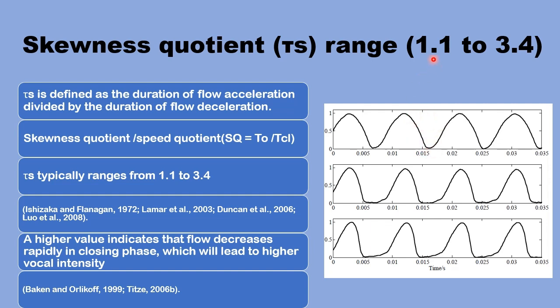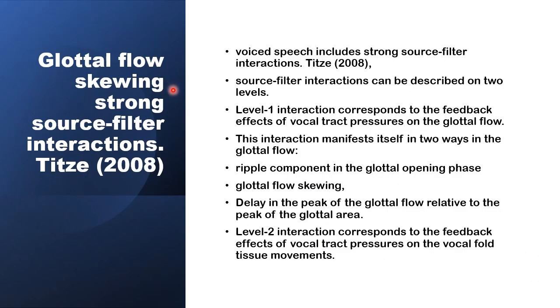So the physiological range would be this 1.1 to 3.4. A higher value than this would indicate that the flow decreases very rapidly in the closing phase, which will lead to a higher vocal intensity. This is usually related to hyperfunctional dysphonia. The glottal flow skewing to the right is just one of several indicators of strong source-filter interactions.